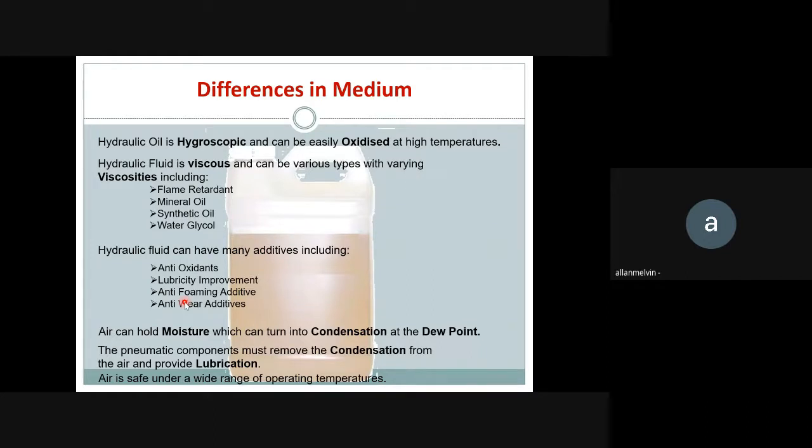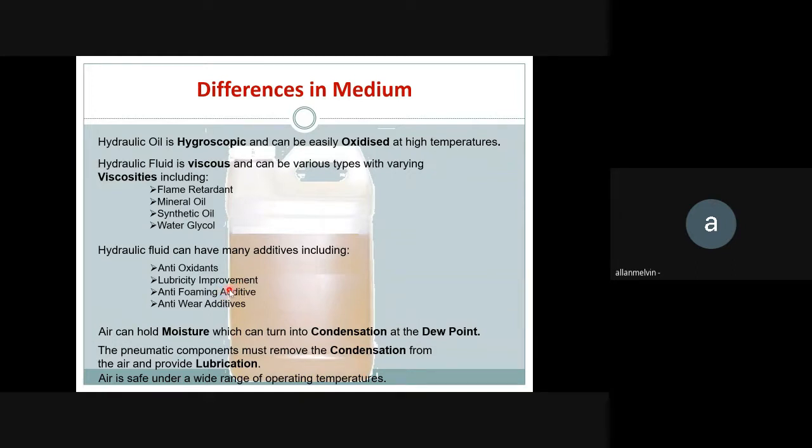Foam akan hasilkan water bubble. Okay, or water bubble will hasilkan foam. After some time, it will harm your system. So when you put anti-foaming additive, dia akan pecahkan all the molecule. Okay, so that it will go back to the tank and it will be released to the environment. Okay, or filtered. Okay, then you have an anti-wear additive. So this is to prevent friction, okay, wear and tear in the system. Okay, so all this we call it as an additive.